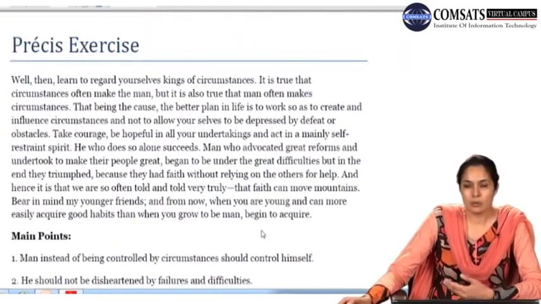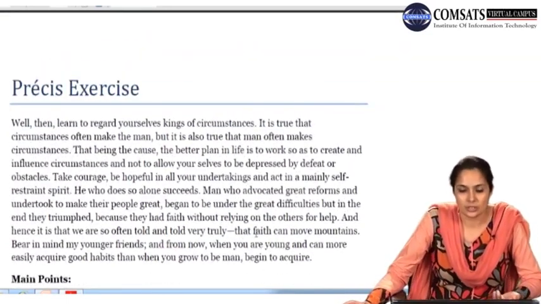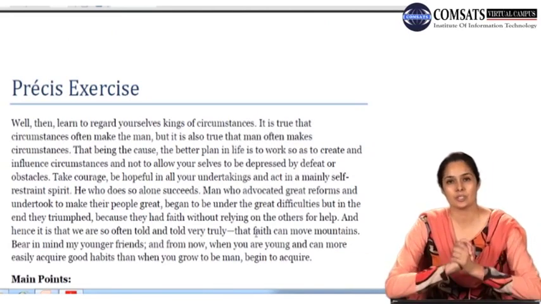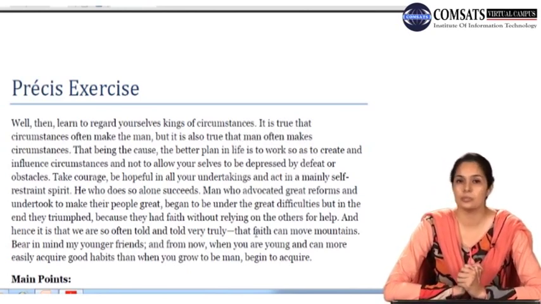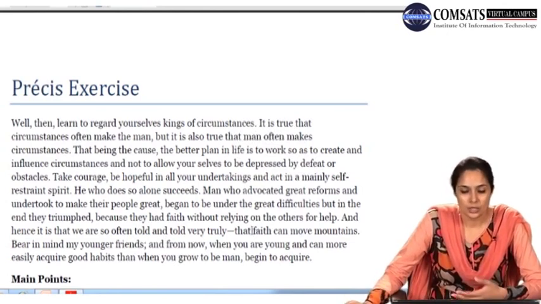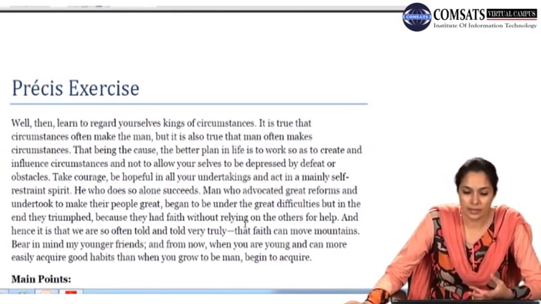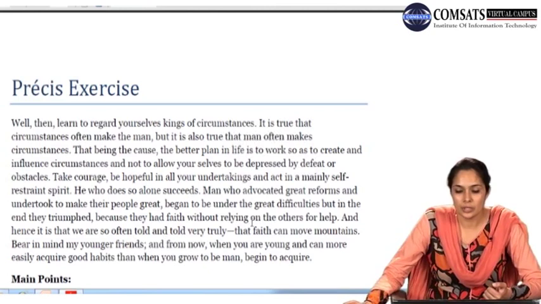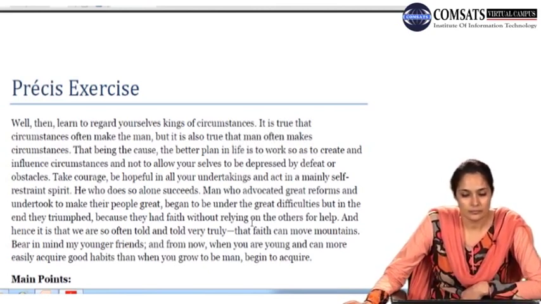Now, the passage is basically about a person being slave of circumstances or trying to affect their circumstances. We are told that we are supposed to accept our circumstances as they are and not to be depressed by defeat or obstacles, because that's how it is. Whatever is in your destiny will happen, so don't be upset about it. Have courage, be hopeful, and behave in a self-restrained manner. And if you succeed, try to be happy with that. Men who advocated great reforms and undertook to make their people great began to be under the great difficulties, but in the end they triumphed.